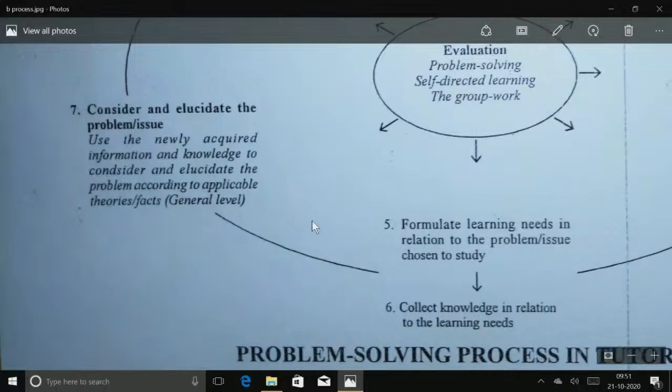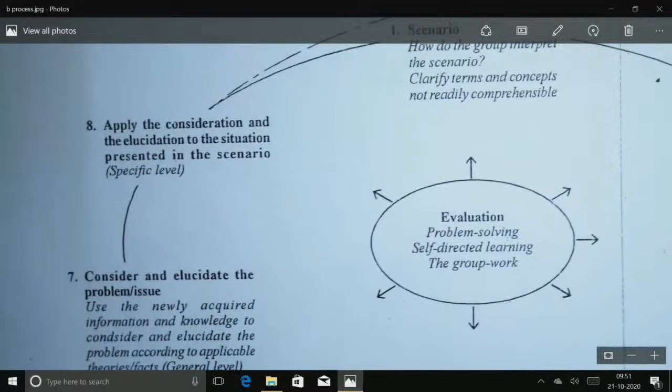So the first step was, you get the scenario, you interpret it as a group, then you go for brainstorming, then you know what the problem areas are, and then you will go to the resource material and apply the knowledge that you gain from this resource material, first at the general level and next at the specific level. So apply the consideration and elucidation to the situation presented in the scenario. So this is the specific level. So in all there are 8 steps.